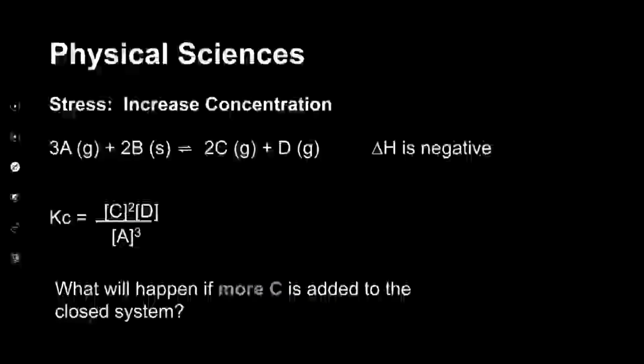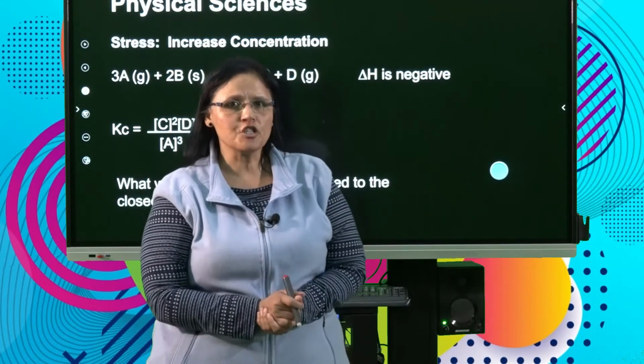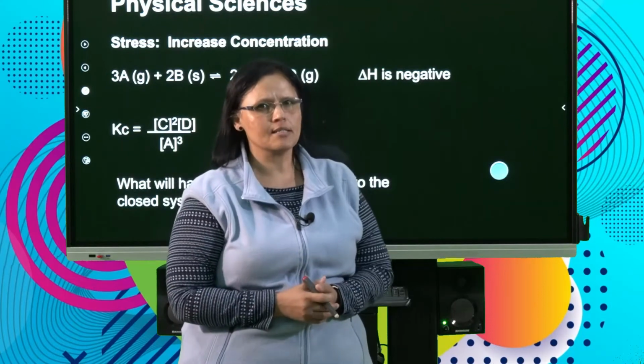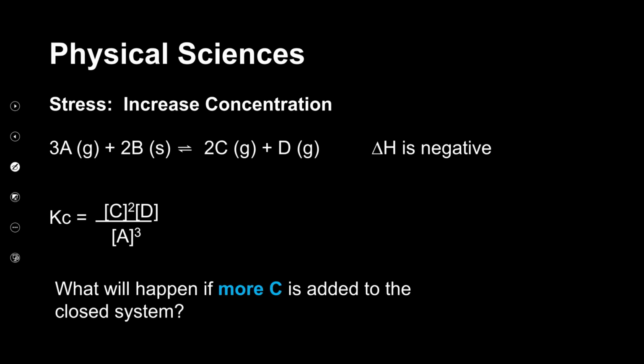Now we will look at another stress. Again, an increase in concentration, but this time we will increase the product. So, what will happen if more C is added to the closed system? For starters, that will mean that my concentration of C will increase.